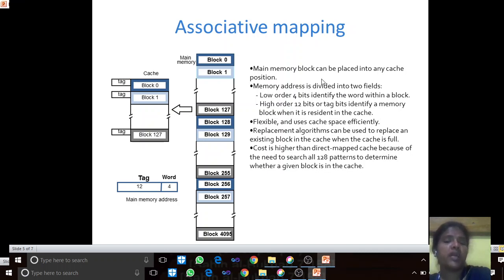The high order 12 bits identify the tag bits. It identifies a memory block when it is resident in the cache. What is the advantage of associative mapping? It adds flexibility and uses cache space efficiently. Whichever block is there, it will use a block of the cache. The cost is higher than direct mapping because of the need to search all 128 tags to determine whether a given block is in the cache or not. The searching time is incurred here.